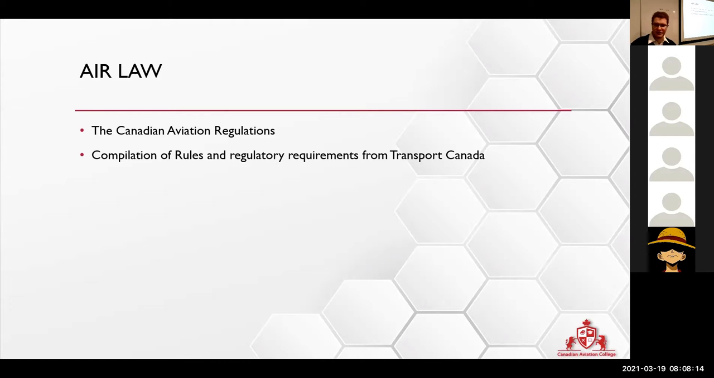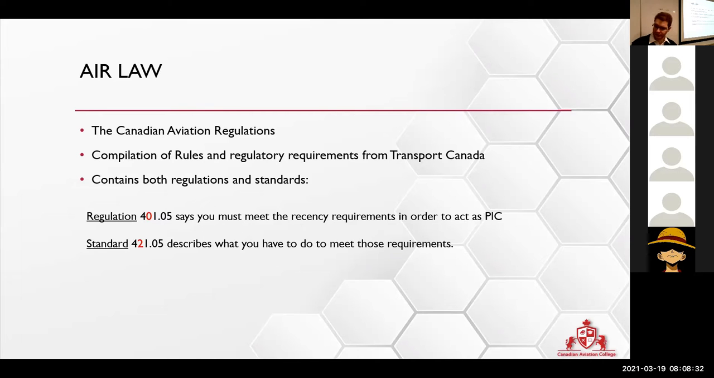It's a compilation of rules and regulation requirements from Transport Canada, and contains both regulations and standards. So write this next one down. Whenever you see a number, you will have a 401 and a 421. The 40 where it says 0 in the middle there will be a regulation. You must meet the recency requirement in order to act as pilot in command. That is a regulation, you have to do it.